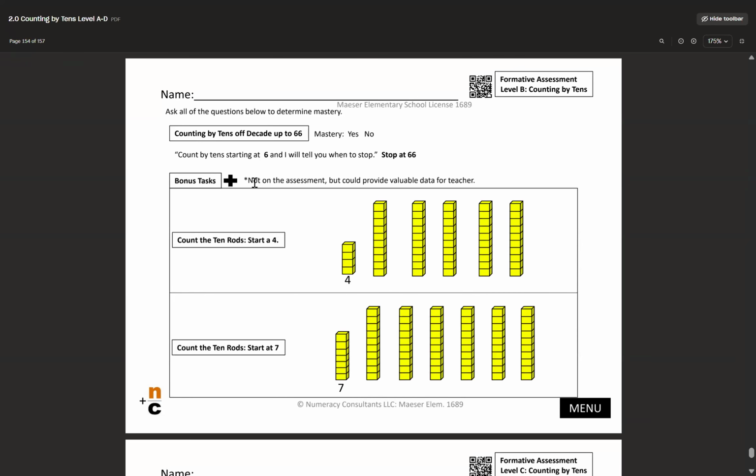Now there's bonus tasks on this too that you can give to your student. This one's saying count the 10 rod starting at 4. So there's 4. Will they go 4, 14, 24, 34, 44, or 7, 17, 27, 37, 47, 57, 67? So this is another place where you can go. And if your students are able to do this, you've now documented they're successful at level B. That's their mastery, and then you're ready to go on to level C.